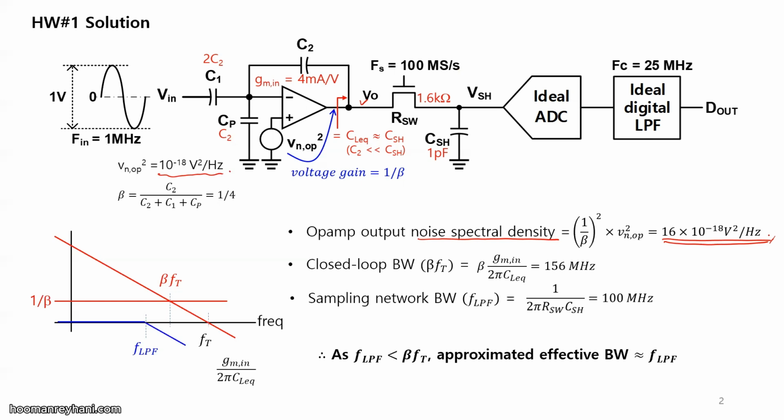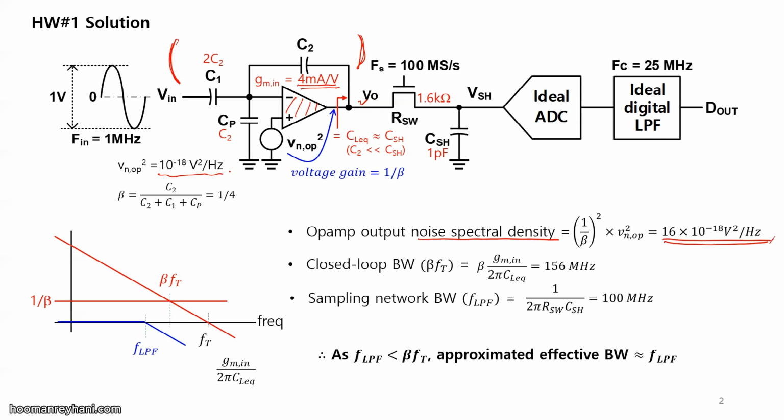Then what is the bandwidth of this system, right? Well, we know how to find the closed loop amplifier's bandwidth. Closed loop amplifier's bandwidth is the same as the open loop unity gain bandwidth, right? Okay, so we have here this guy. We assumed that this one is a single stage amplifier with infinite output resistance, which means it works like an ideal integrator, and its gm value will be 4 milliampere per volt.